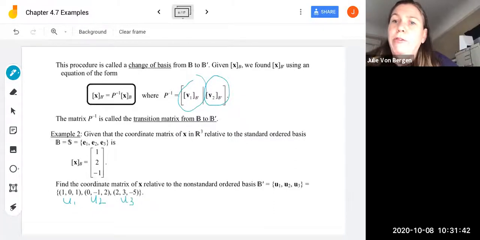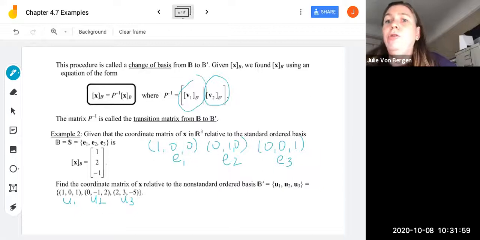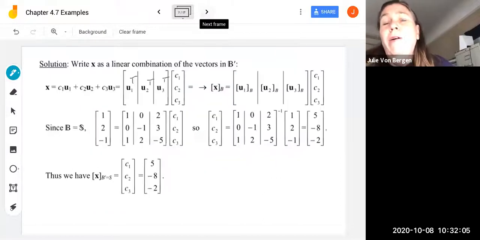So we're moving from our usual 1, 0, 0, this is our E1, 0, 1, 0, this is our E2, our standard basis here. And then 0, 0, 1, this is our E3. So we're moving from these standard ordered bases to this non-standard basis that's given to us as U1, U2, U3. Okay, so our first step is to write X as a linear combination of the vectors in B prime.